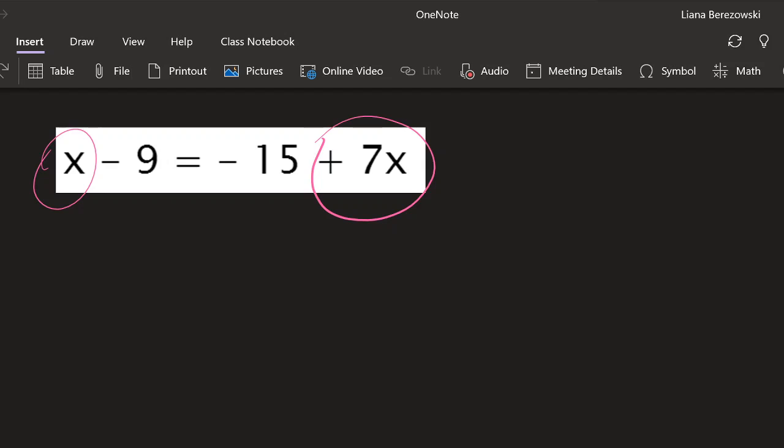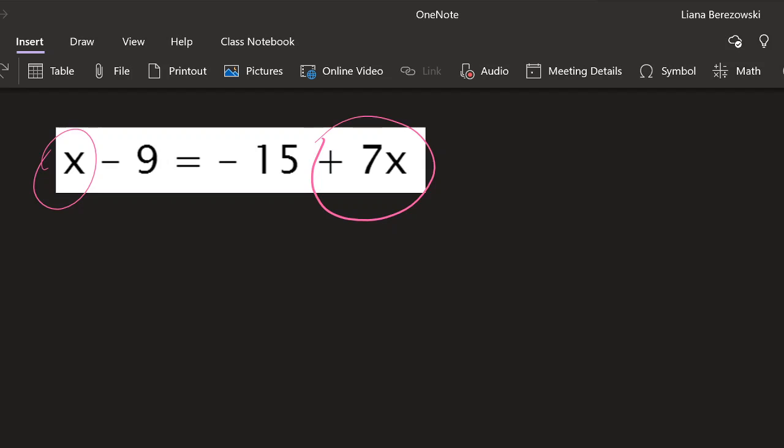Okay, it's a positive 7x because I'm taking that positive sign with it. This positive sign belongs to the 7x. Now, when our rule said if we had two positive numbers or two positive terms, we're going to move the smaller term so that our number stays positive.